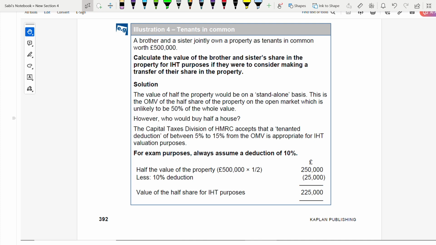Illustration for tenants in common. A brother and a sister jointly own a property as tenants in common worth 500. Calculate the value of the brother's and sister's shares in the property for IHT purposes if they were to consider making a transfer of their share in the property.